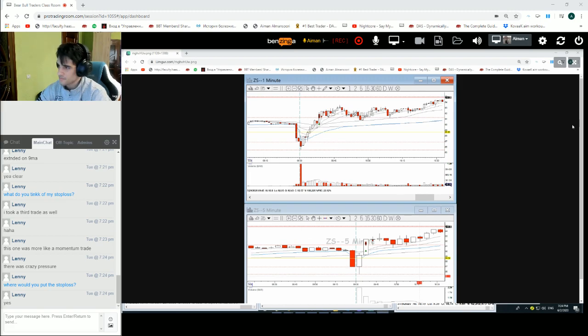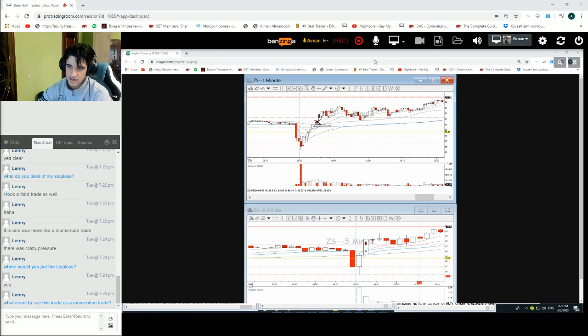Yeah, where would I put the stop loss? I'd put the stop loss at the previous 1-minute candle body or at the previous 1-minute candle wick. I would not use the 1-minute candle hammer wick as my stop loss, just to give it some room, right? This is not a technical level. This is just to give it some room and let it go with the momentum. What about seeing this trade as a momentum trade?